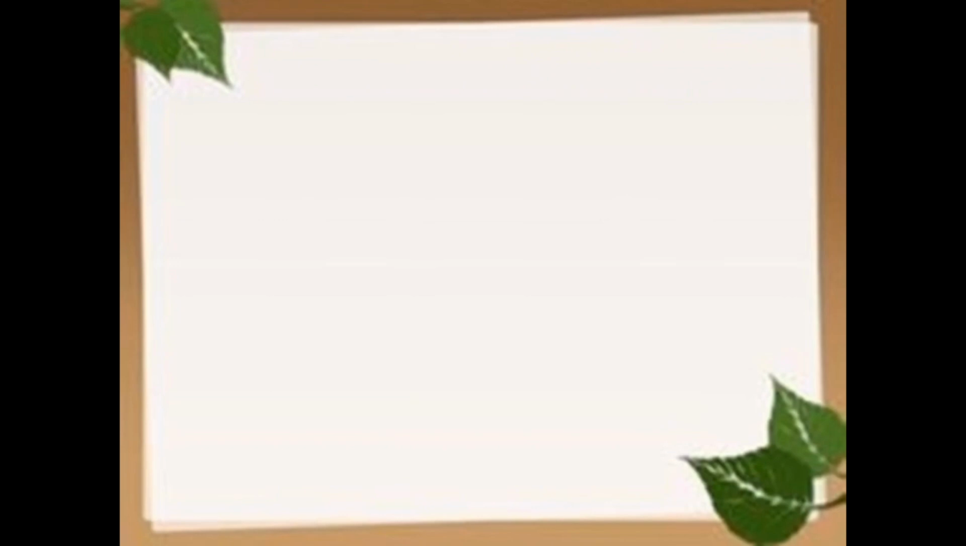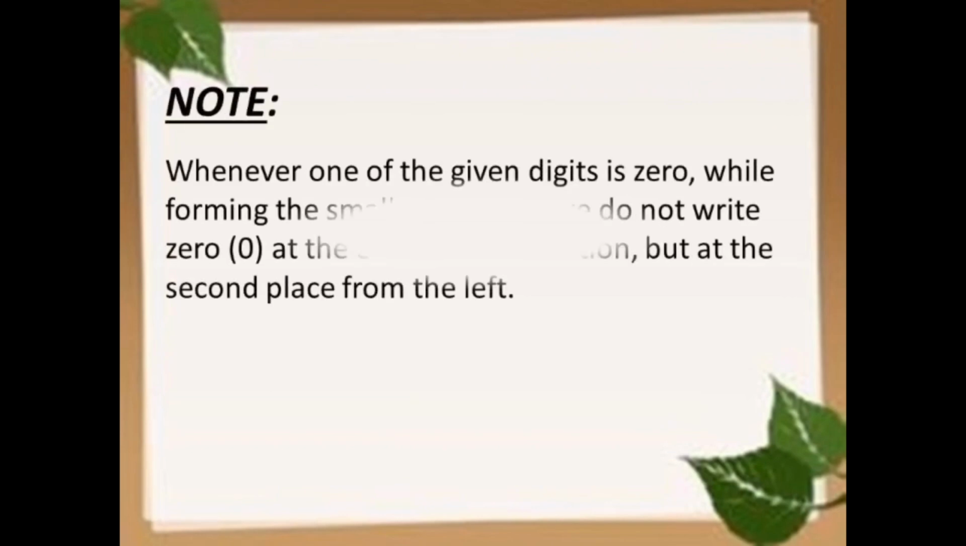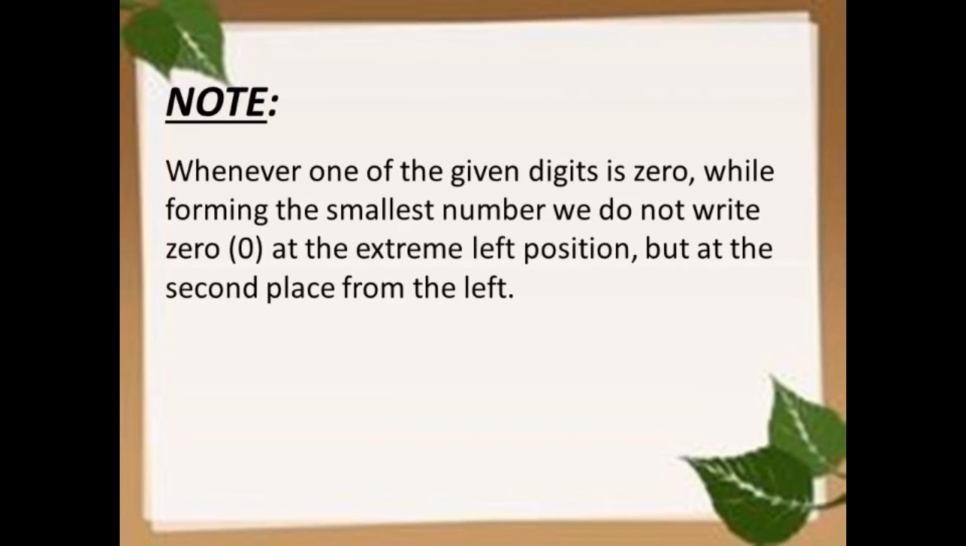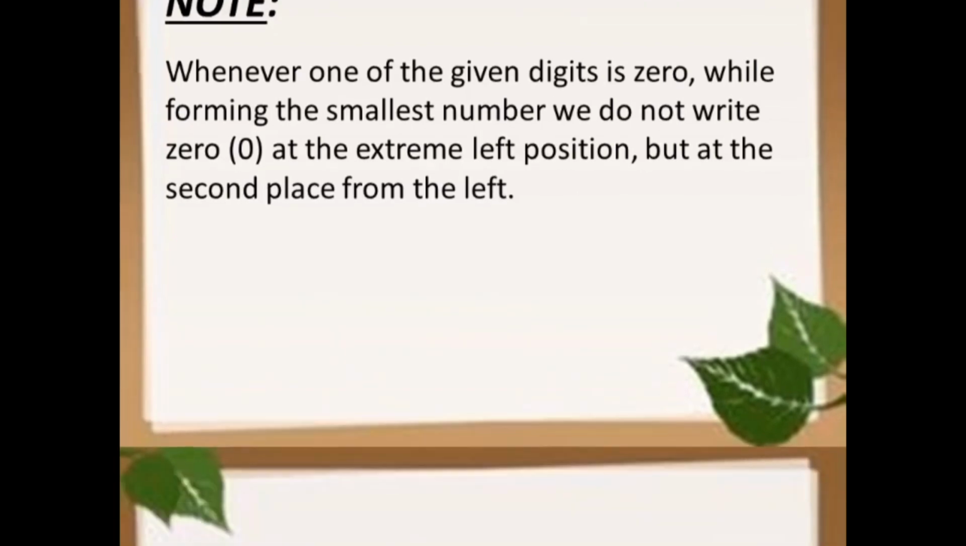So students, from here one important note is there, and it says that whenever one of the given digits is 0, while forming the smallest number, we do not write 0 at the extreme left position, but at the second place from the left.